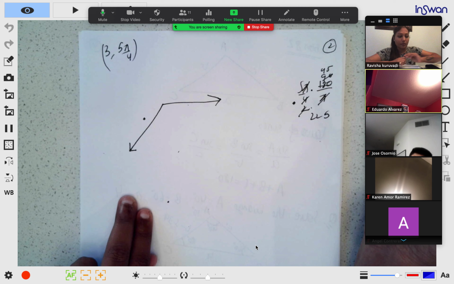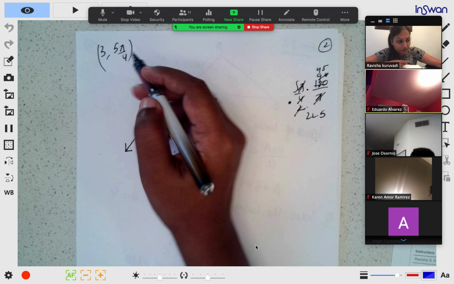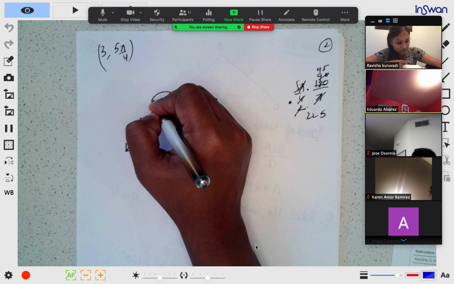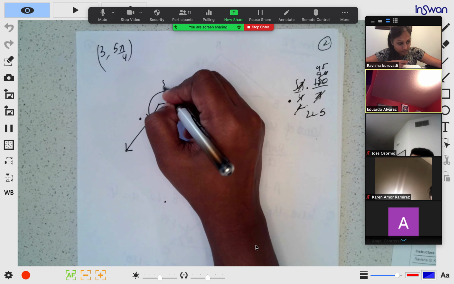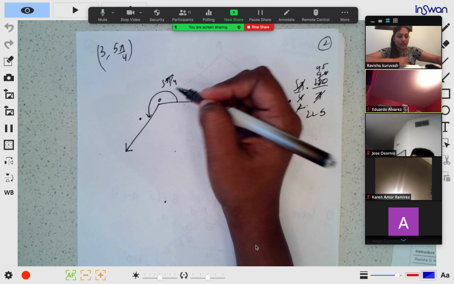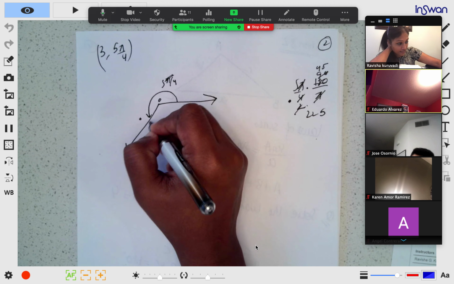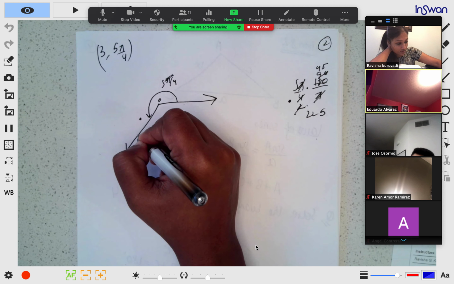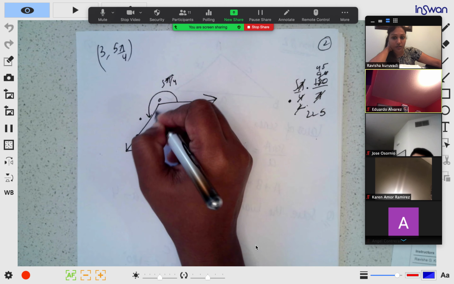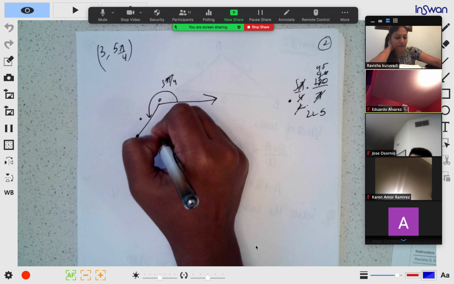What else? How do I draw this 3? 5 pi by 4 I drew here. Theta is going to be 5 pi over 4. Yes, and we're going inside the axis, right? Yes, how much? 3 units on that line I will go. So this point here will be 3, 5 pi by 4.